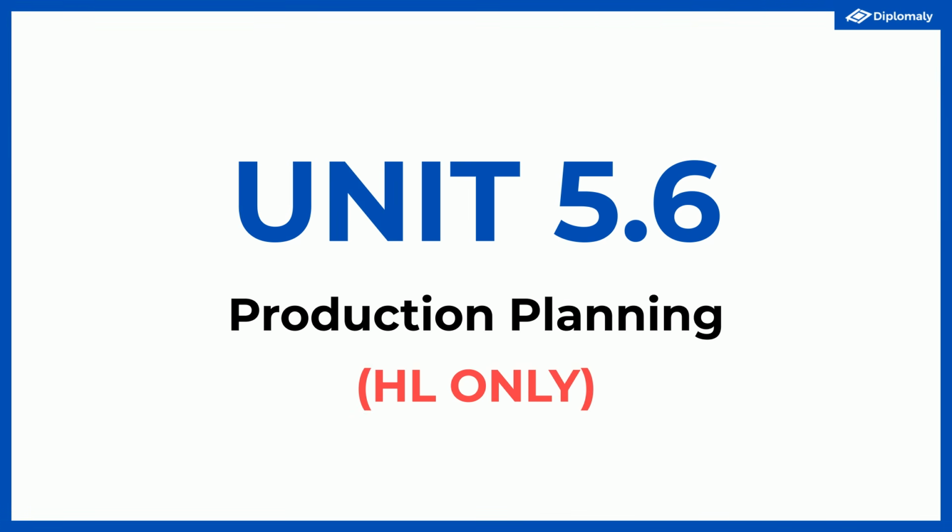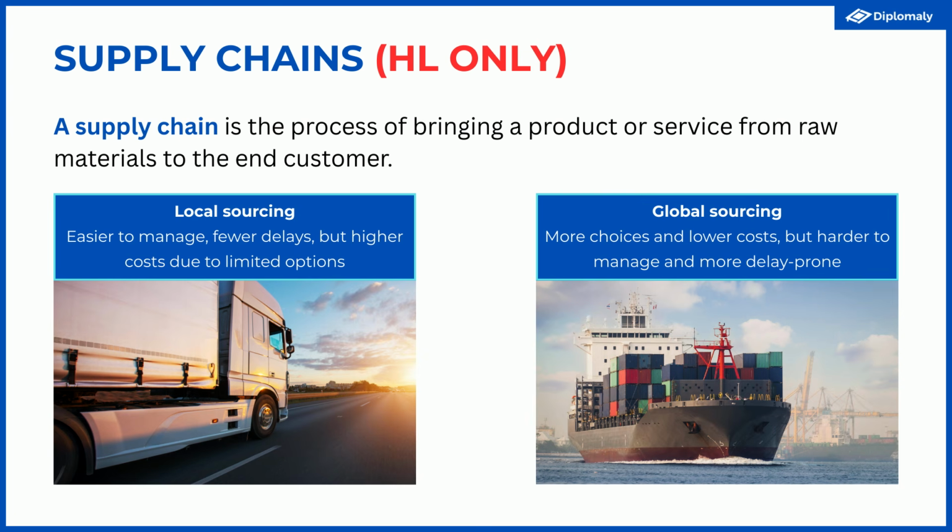Unit 5.6 on production planning is a content-heavy topic for higher level students, which we expect will be tested more frequently in Section A of the new Paper 2. The first part of this topic focuses on supply chains, which are the processes involved in the creation or delivery of a product or service from a supplier to the customer. Effectively, it is how and where the product goes from its raw materials to the person who buys it.